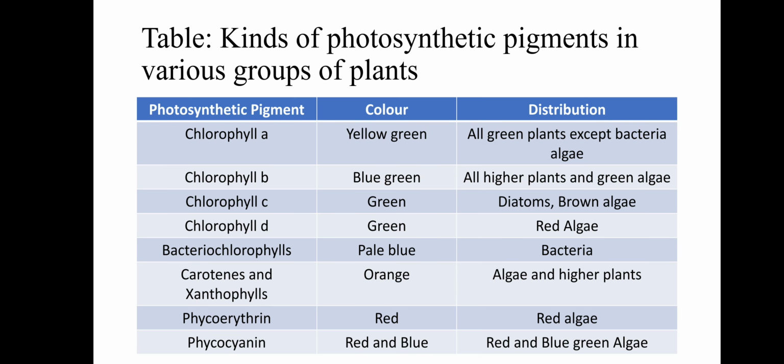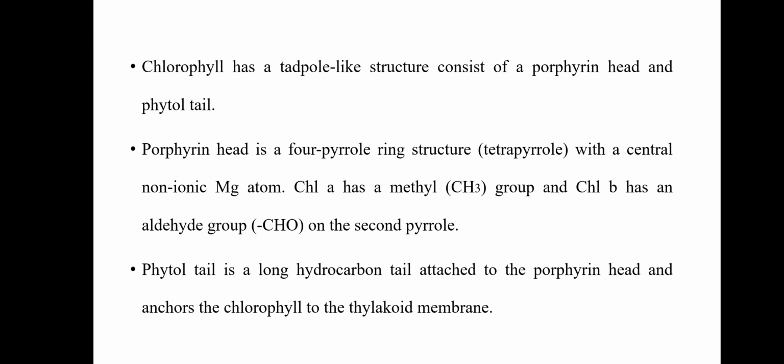So these are some photosynthetic pigments found in plants, and among all these, chlorophyll a is the main pigment. Chlorophyll a is the main chlorophyll pigment found in all green plants, and it mainly performs the process of photosynthesis.